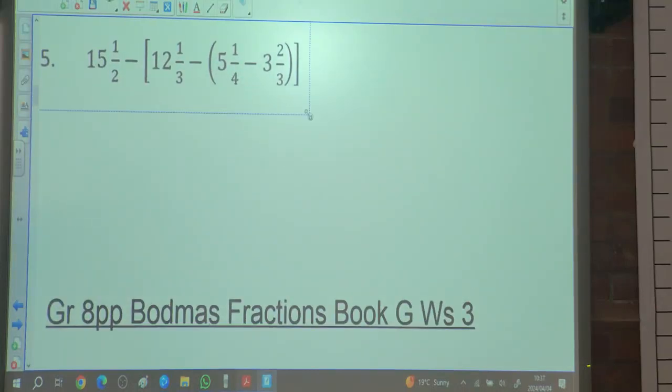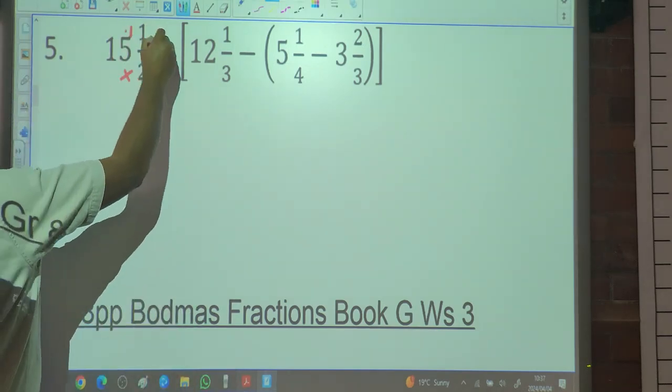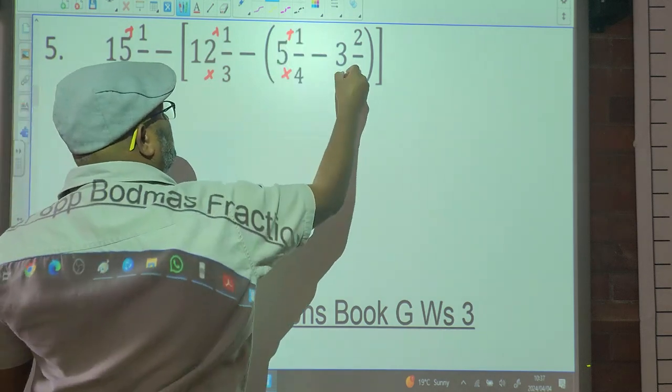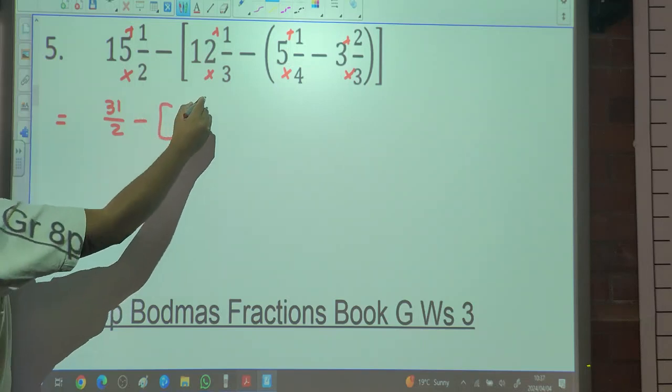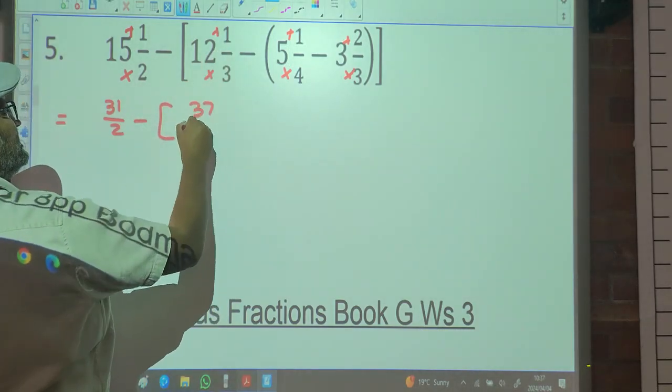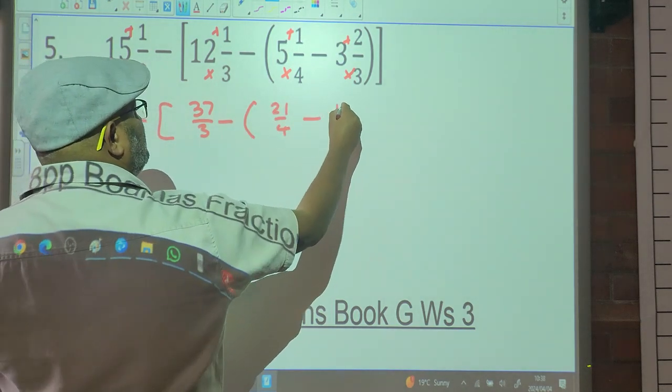Number 5. You've got 15 and a half minus, open brackets, 12 and a third minus, open brackets, 5 and a quarter minus 3 and 2/3, close brackets, close the block bracket as well. Where do we start? Inside the bracket. But prior to that, what do we do? Change everything to improper fractions. Multiply, add, multiply, add, multiply, add, multiply. It's now going to give us 31 over 2 minus 37 over 3 minus 21 over 4 minus 11 over 3.